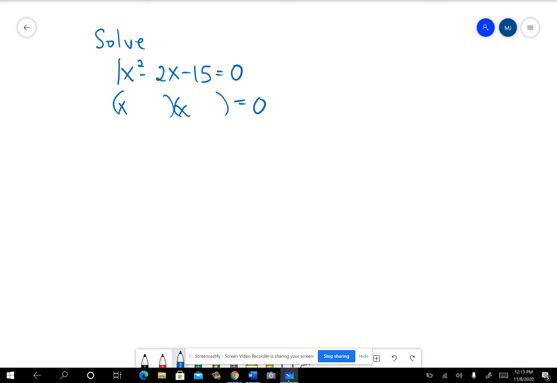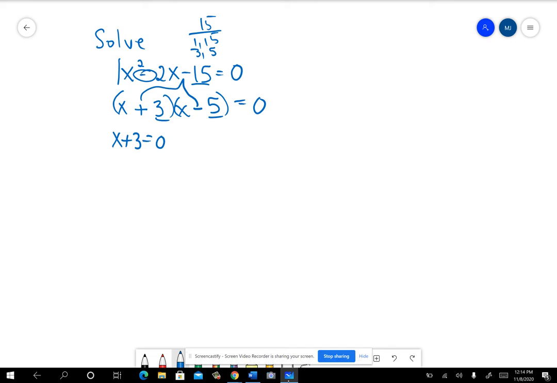So x and x. In this spot, I need things to be 15. So I'm going to try either 1 and 15 or 3 and 5. But 3 and 5 would be the most likely thing to give me a 2 there in the middle. So I'm going to use 3 and 5. All right, when I do, I know that I need it to be a negative 2x, so I need the bigger one to be negative. And if the signs are different, I do get the negative in front of the 15. So I was able to get this one factored. I didn't need to go to the quadratic formula.